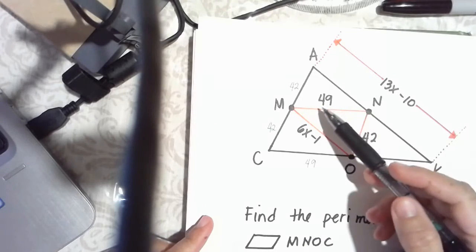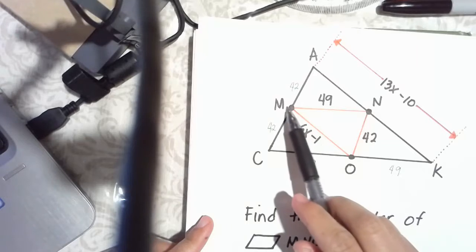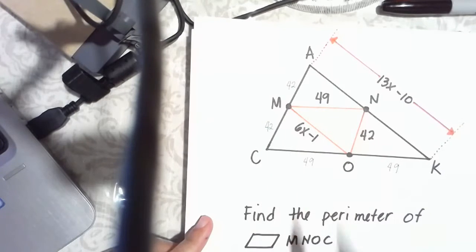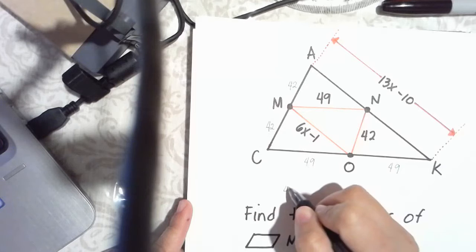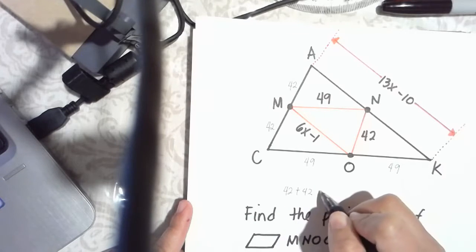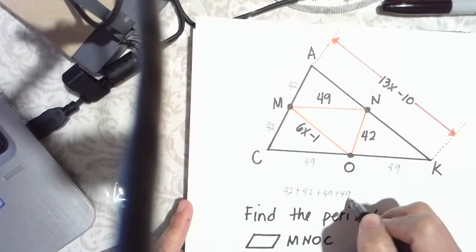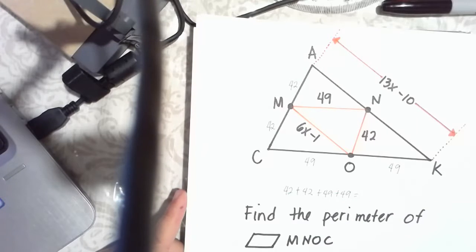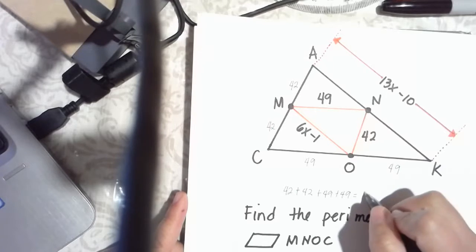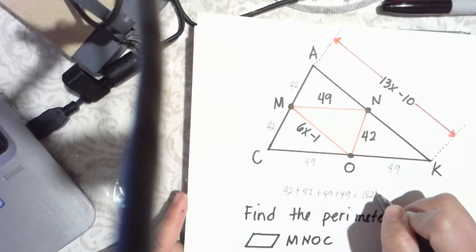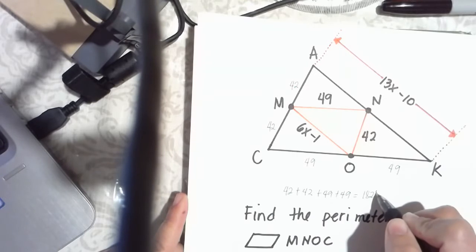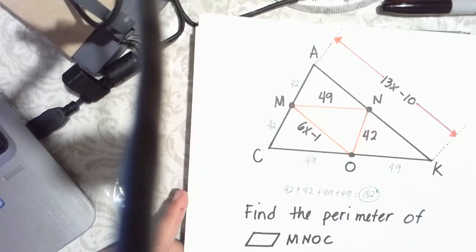Since it says perimeter, you're going to add this side, that side, and that side. So you will have 42 plus 42 plus 49 plus 49, which is 180 perimeter. There you go. So the answer is 182.